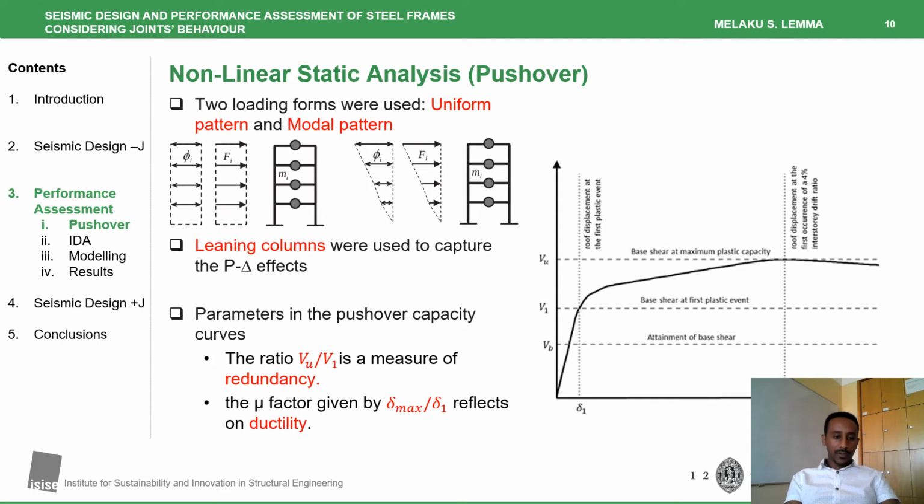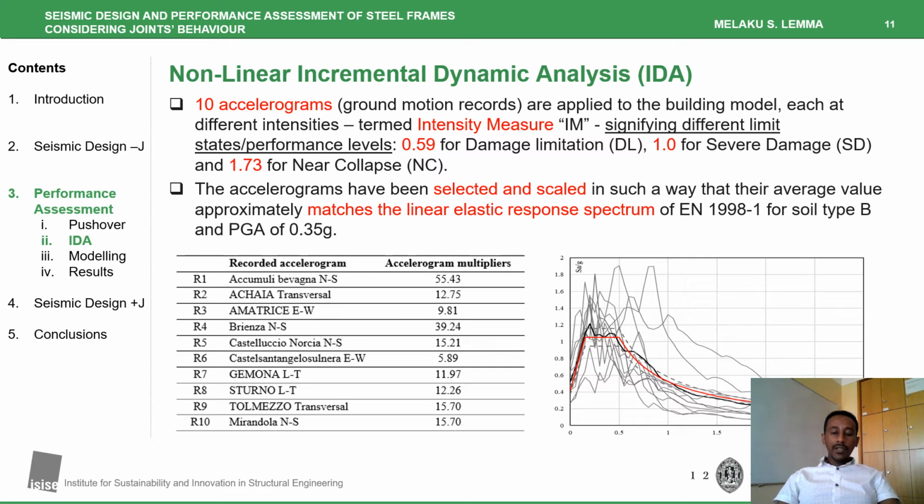For the incremental dynamic analysis, 10 accelerograms or ground motion records were considered and then scaled so that their average would closely match that of the response spectra given in the code. Afterwards, these values were scaled to 3 intensity measures to signify the 3 different limit states: damage limitation, severe damage, and near collapse limit states.